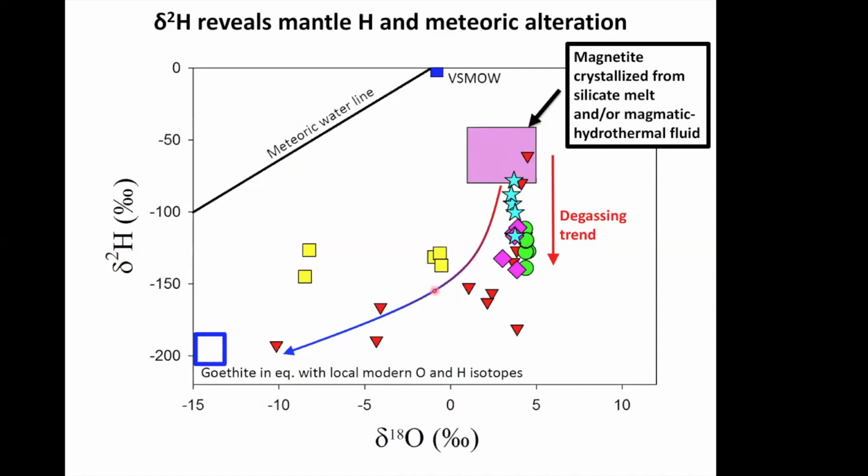But then we've got this excursion towards values that would be consistent with goethite in equilibrium with local modern oxygen and hydrogen isotopes of meteoric fluids. And so that's the best explanation for these outliers here in yellow and red: the secondary alteration that we see in the system. And that's consistent, I'll point out, with the observation that in these samples we see secondary goethite. And as the amount of goethite increases, the amount of water increases, and that's consistent with the hydrogen isotopes.